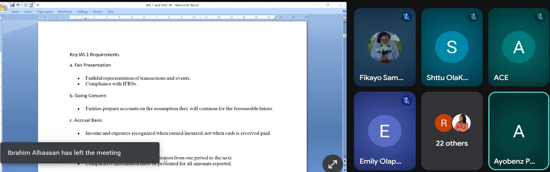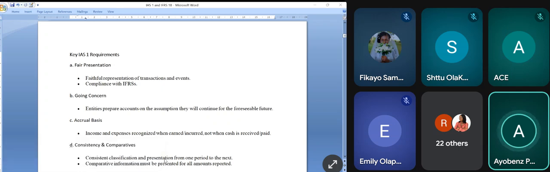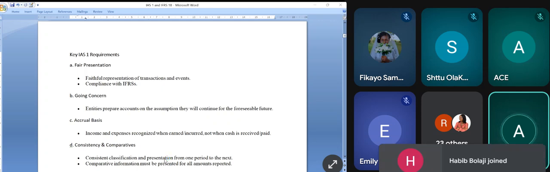And then expenses, you must recognize them when you have incurred them, not when you pay them. Buying on credit does not mean that you should not recognize your expenses, as it were, your purchases. That is that for that. And then consistency and comparatives. Consistency here means whatever policies that you are applying or aligning with, remain with them into the foreseeable future. Don't change policies in between the financial year.